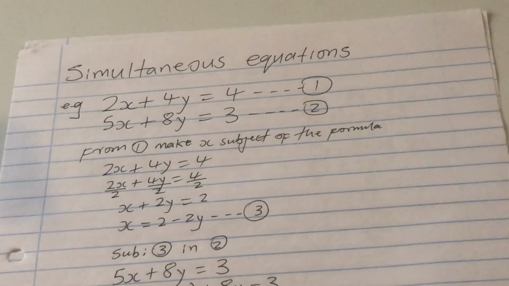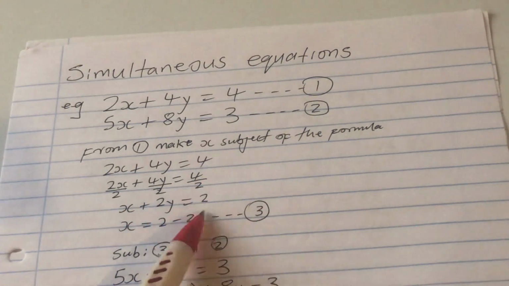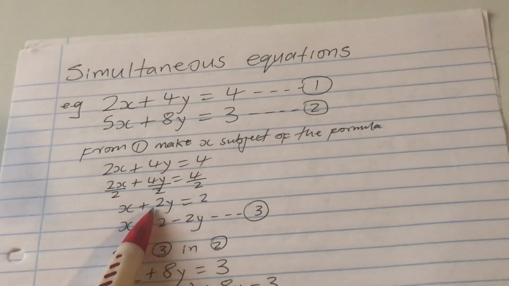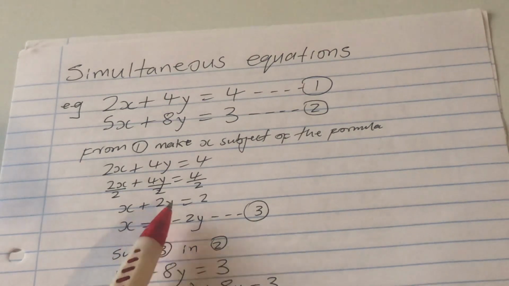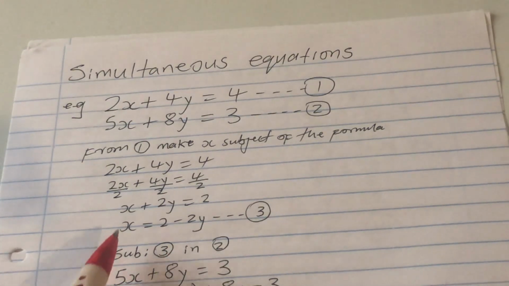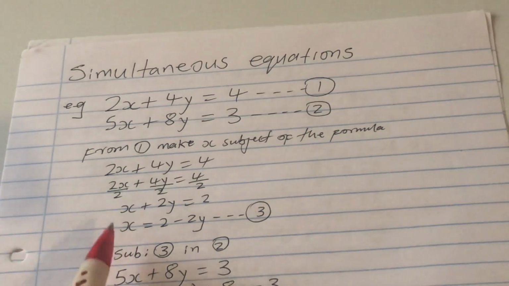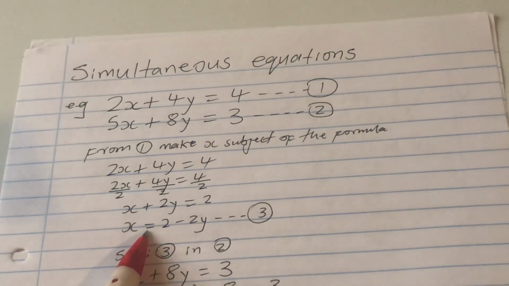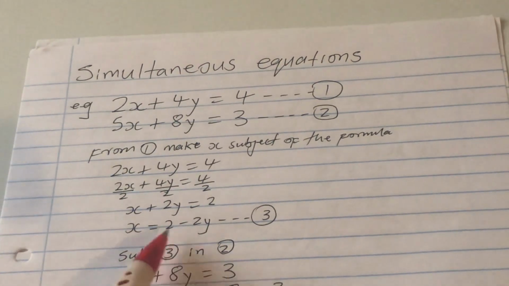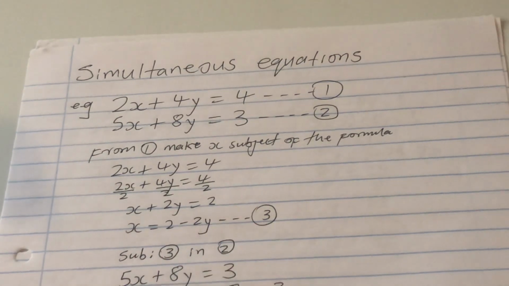How do I do this? I'll take positive 2y to the other side of the equal sign where there is positive 2. And when this happens, this positive 2y will become minus 2y. At the end, when x is alone on the left-hand side, I'll have the following. x equals 2 minus 2y. This becomes my equation 3.